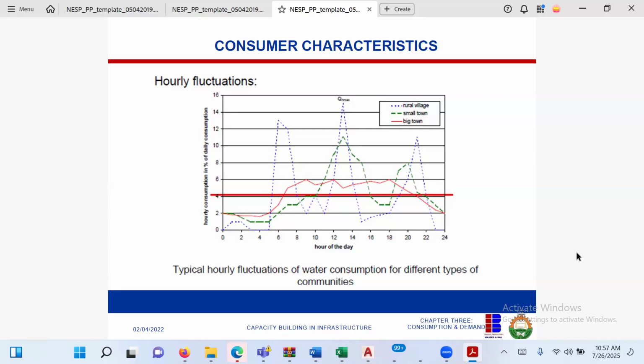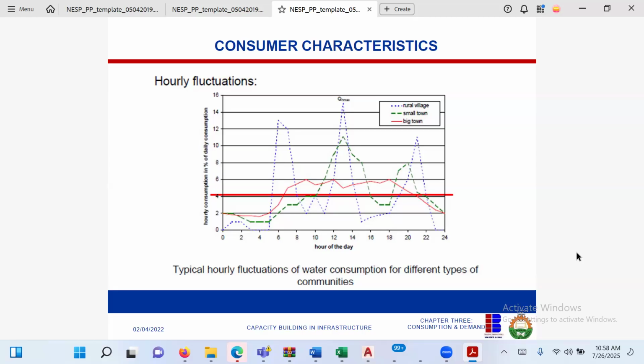One obvious thing you need to observe here is that from 0 to 6, this is when people are sleeping. Water consumption is usually low. Then from 5, 6 o'clock, especially in the rural areas, people are ready to go to farm. People wake up from sleep. Everybody's brushing, everybody's going to the toilet, everybody's drinking, everybody's cooking, everybody's washing. There's a lot of activities. So the water demand picks up. That's what we call peak period.